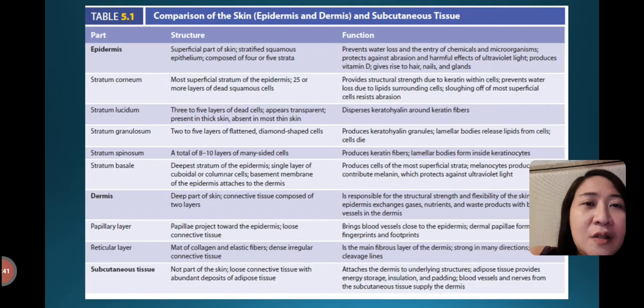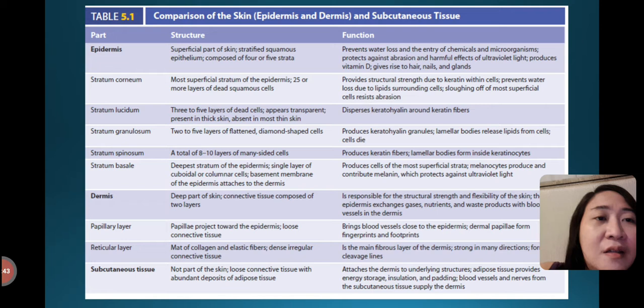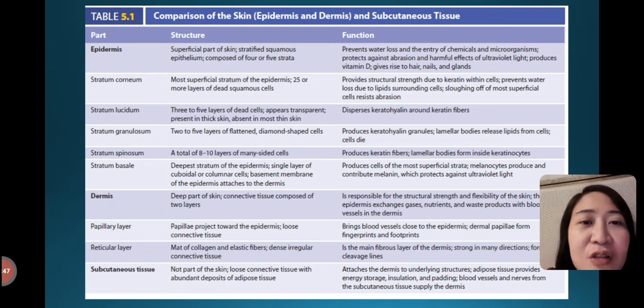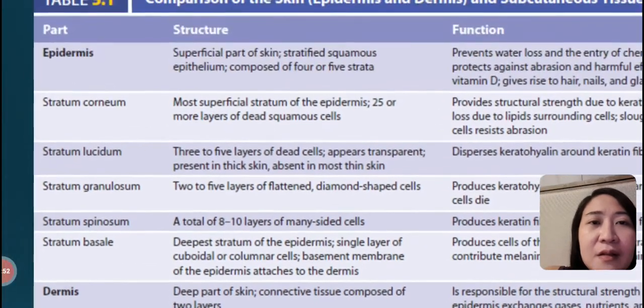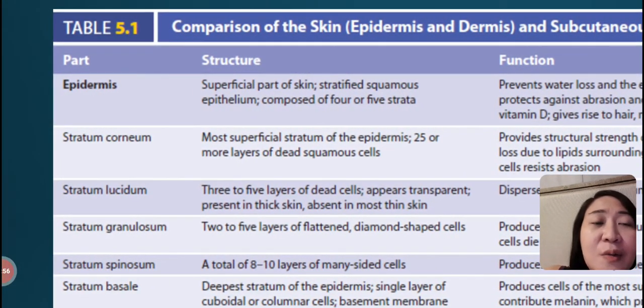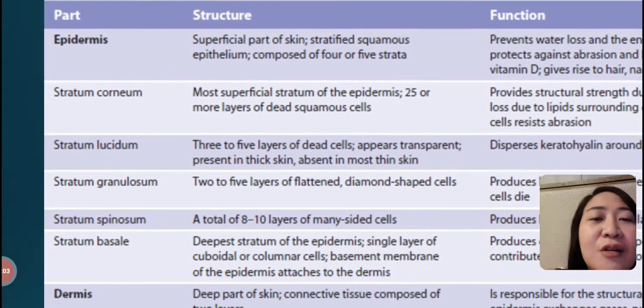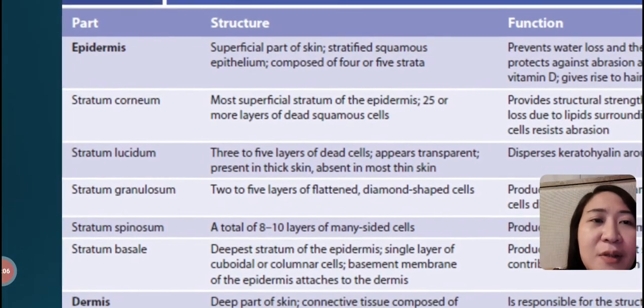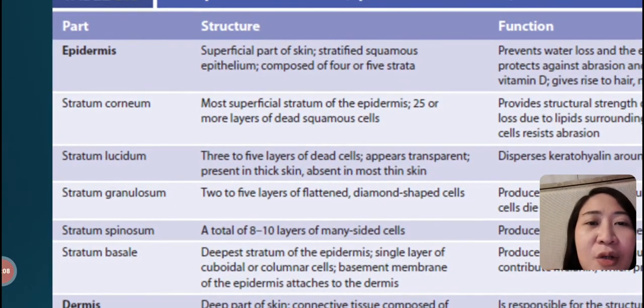So, comparison of the dermis and epidermis. We have different functions. The outer layer of the skin is the epidermis. The epidermis is the superficial part of the skin, which is a stratified squamous epithelium composed of 4 or 5 strata. You have to memorize all of the layers of the epidermis: stratum corneum, lucidum, granulosum, spinosum, and the base area is the basale.